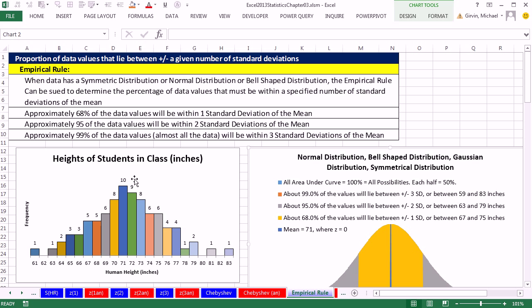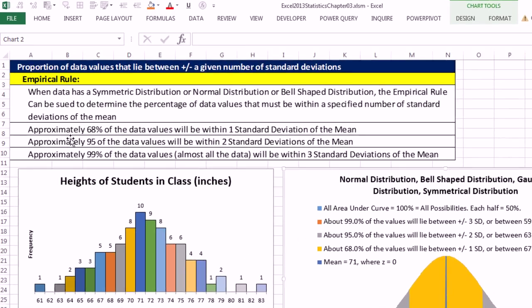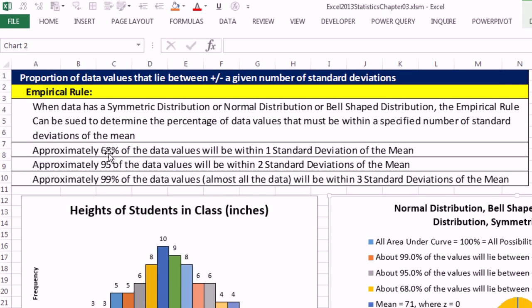Now, we looked at our human height example, and that's a type of data that does tend to follow a bell-shaped distribution. Other distributions that oftentimes follow this bell distribution, things like prices or some manufacturing situations like filling bags of lettuce or boxes of cereal. Now, here's the rule. Approximately 68% of the data values will be within plus or minus 1 standard deviation, 95% within 2 standard deviations, and almost all of them, or 99%, will be within 3 standard deviations.